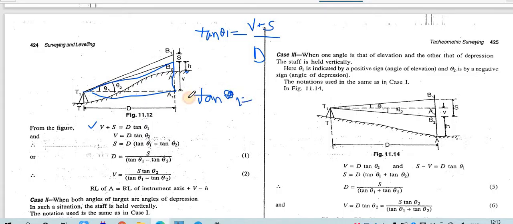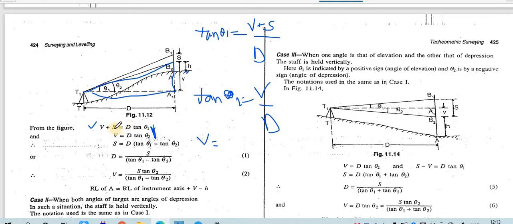Theta 2 is what? This height is what? V. So perpendicular upon base, which is nothing but your D. Okay. So V equals what? D tan theta 2. So these are the two conditions we have got by using trigonometric formulas.